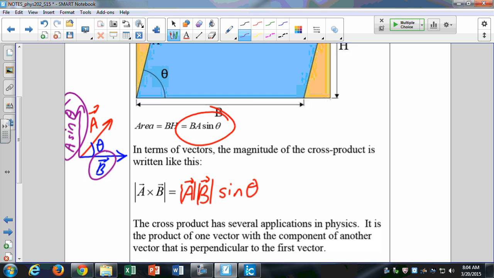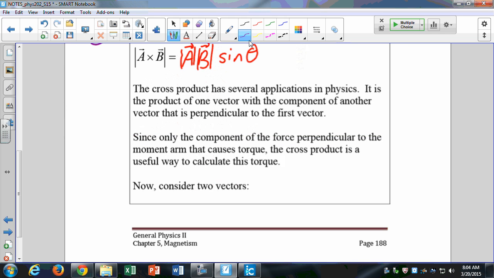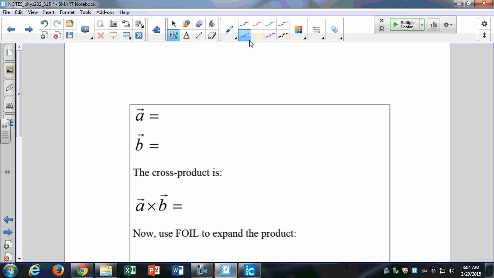It has lots of applications. In particular, we're going to use it for the force on a particle that's moving in a magnetic field. Let's just do an example. Let's say that I have two vectors, A and B. We'll say that A is A_x i plus A_y j. B is B_x i plus B_y j. Remember how to do the cross product, sort of, from last semester?